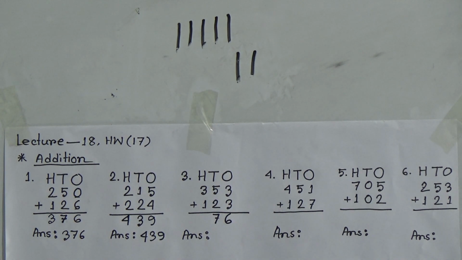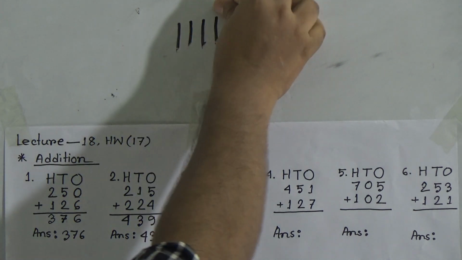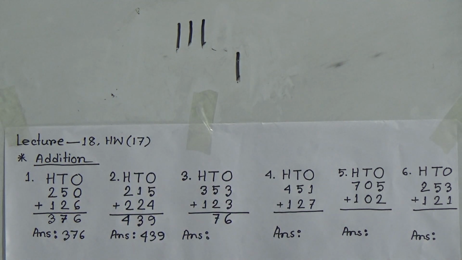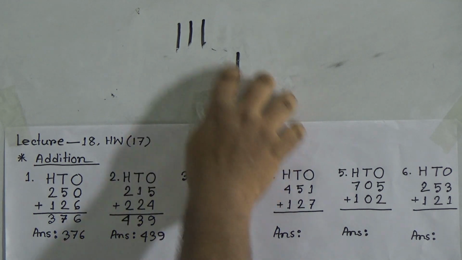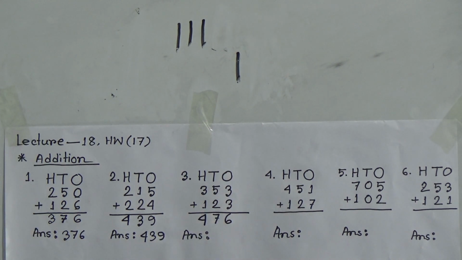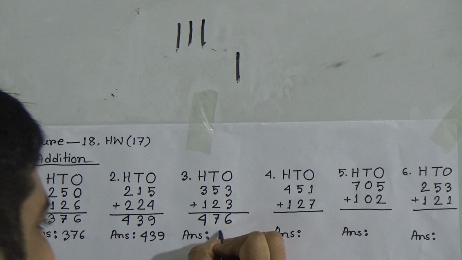Okay my dear students. Next, 3 plus 1. 3 means 3 sticks and 1 means 1 stick. 1, 2, 3 and 1 more. Then how many sticks are there? 1, 2, 3 and 4. 4 sticks, so we write 4 here. So 3 and 3 is 6, 5 and 2 is 7, 3 and 1 is 4. That means if we add 353 with 123, then we get 476 and it is the required answer.